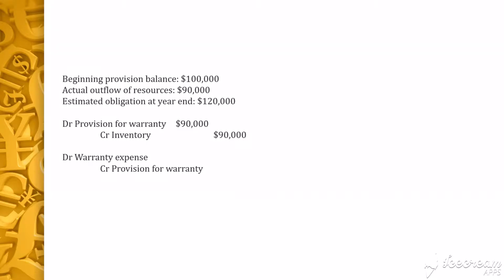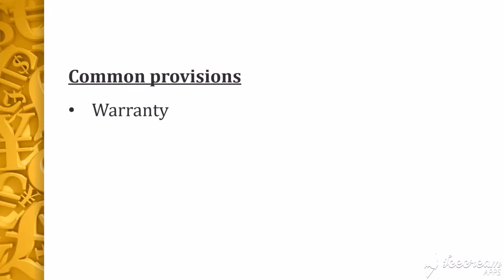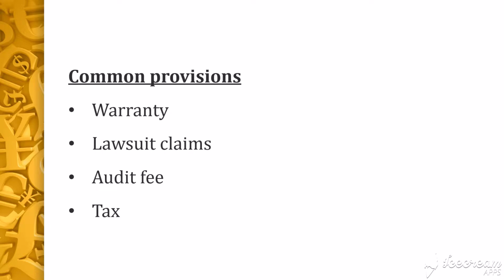So that means we want the ending provision for warranty balance to be $120,000. The first journal entry reduces the balance by $90,000 to $10,000. So to increase it to $120,000, the figure for the entry will be $110,000. Besides warranty, some other common provisions include lawsuit claims, audit fees, and tax, given their uncertain nature.